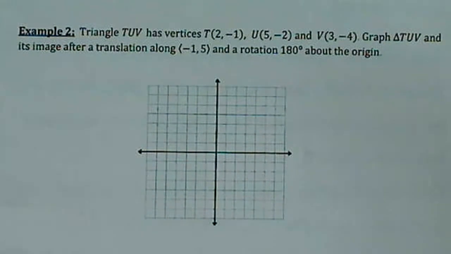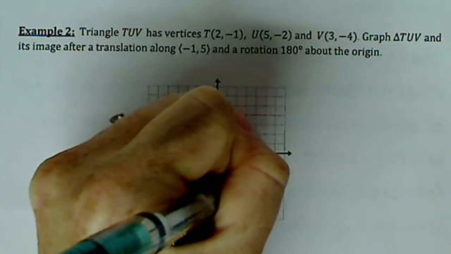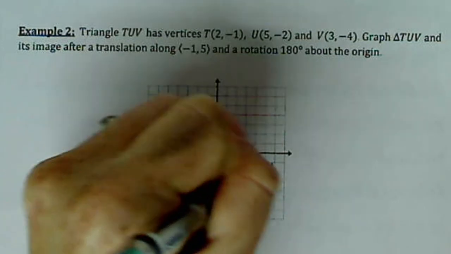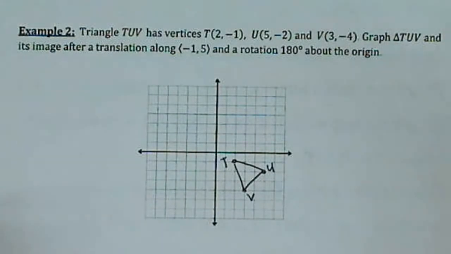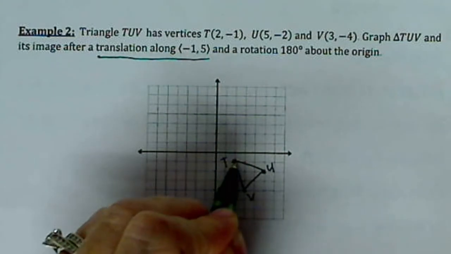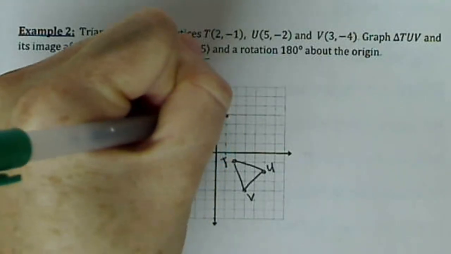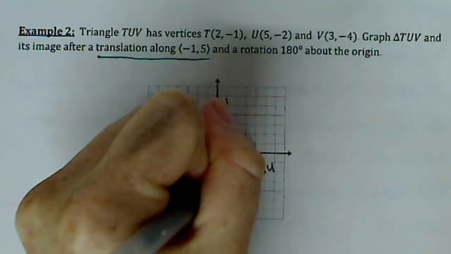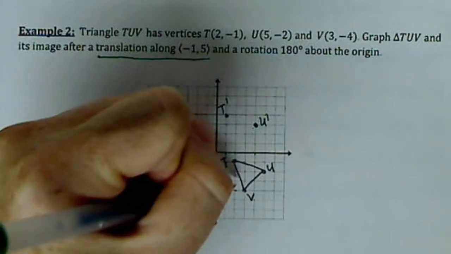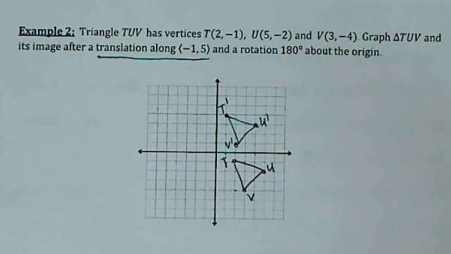Let's go ahead and plot our triangle, labeling our vertices. There's my original image, and it says to first translate along -1, 5. So each vertex here is going to go 1 unit to the left and then up 5 units. So 1, 2, 3, 4, 5. Think about a vector as giving directions. You're going 1 unit to the left, 5 units up. Okay, there's my first translation.